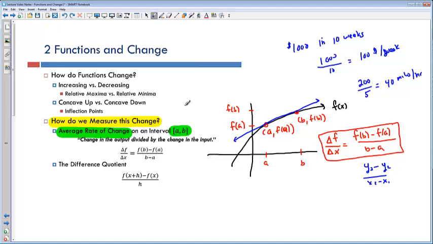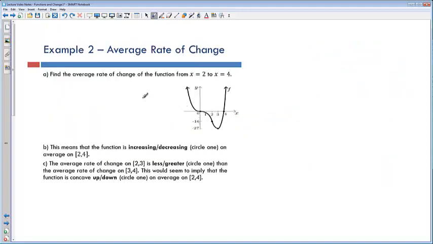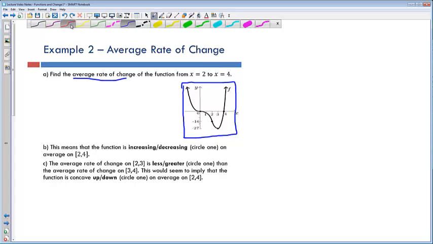Let's take a look at an example of using this. We're going to go back to the problem we just did. So we have the same graph right here, the same graph we had before. What we want to do is find the average rate of change of this function from 2 to 4. And it's easy to draw on the picture what you're actually doing, so we're going to do that.